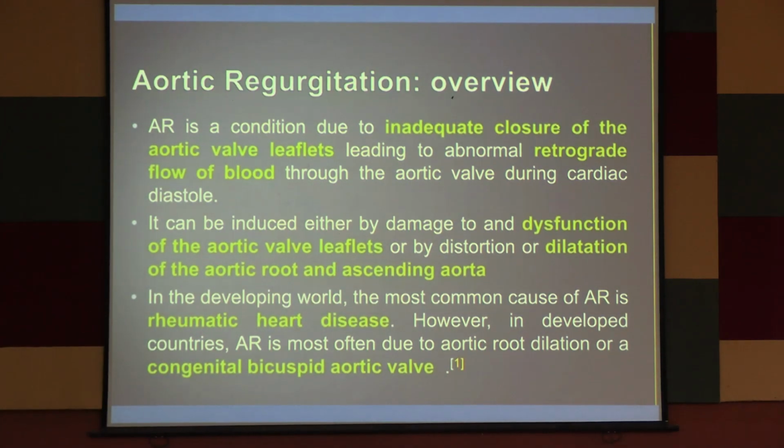Aortic regurgitation is a condition due to inadequate closure of the valve leaflets, leading to leakage of blood from the aorta to the left ventricle, producing a volume overload of the left ventricle. It can be induced by damage or dysfunction of the two components of the aortic valve. One, root involvement, number two, valve involvement. So from etiologic point of view, aortic regurgitation is due to pathological process involving the roots or pathological process involving the valve leaflets itself.